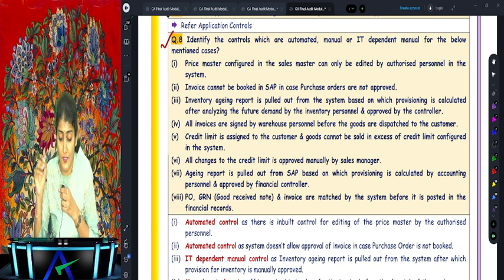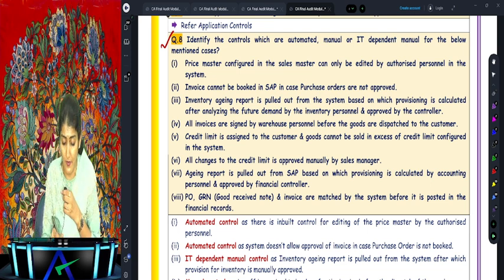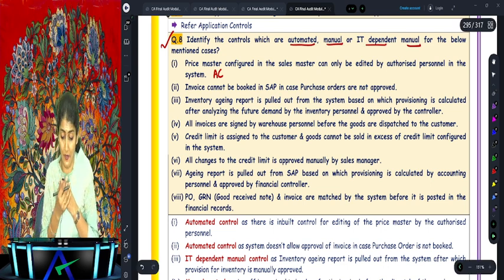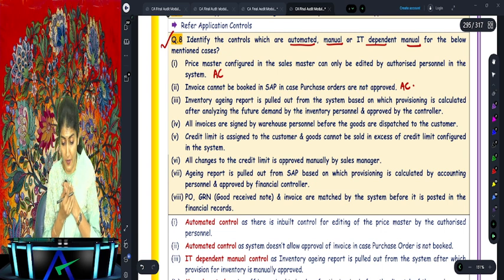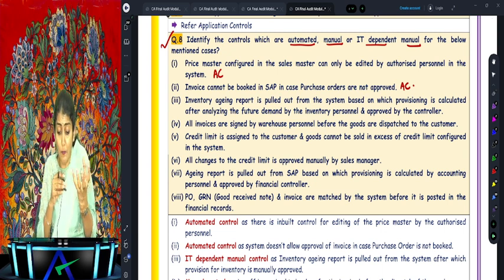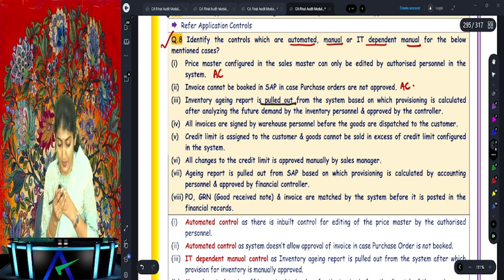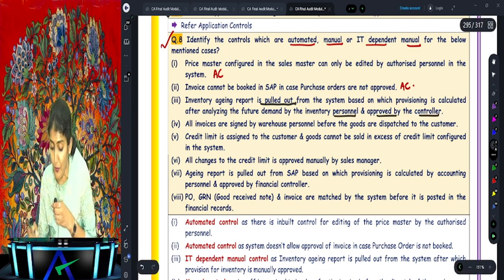Price master configured in the sales master can only be edited by the authorized personnel in the system. So this is an example of an automated control. What you have to select is automated, manual, or IT dependent. Then, invoice cannot be booked in SAP in case purchase orders are not approved. So again this is an automated control. Then inventory aging report is pulled out from the system, based on which the provisioning is calculated, after analyzing the future demand by the inventory personnel and approved by the controller.